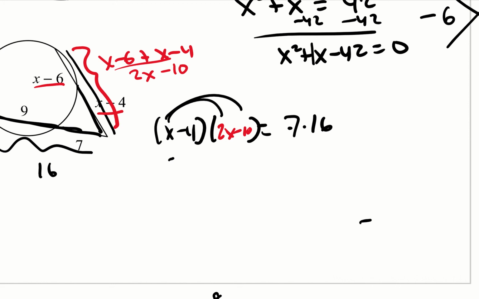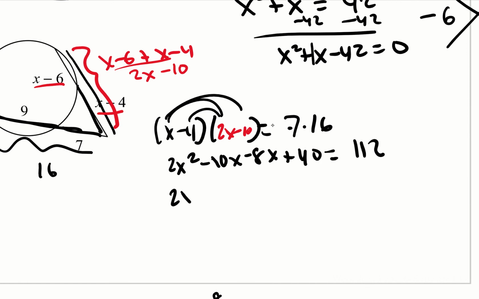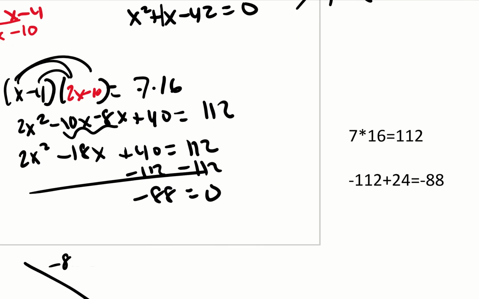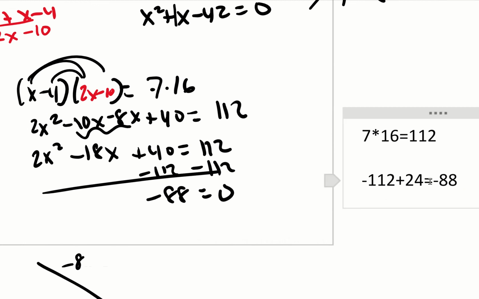So we got 2x squared minus 10x minus 8x plus 40 equals 112. So we got 2x squared. This is going to be 18x this time. And we'll subtract 112. And we still got the 40, so we'll get that. It's going to be negative 72.